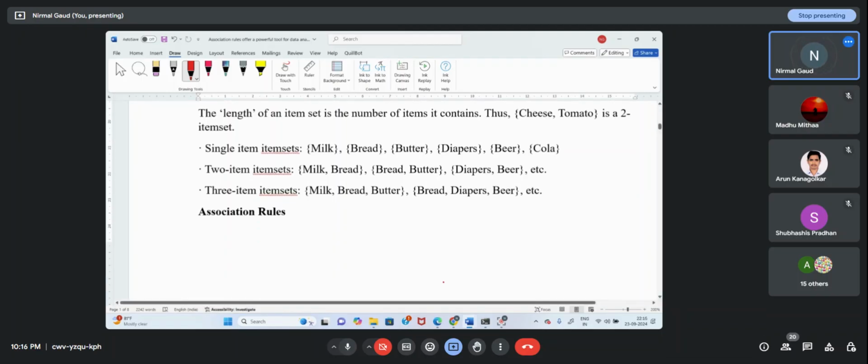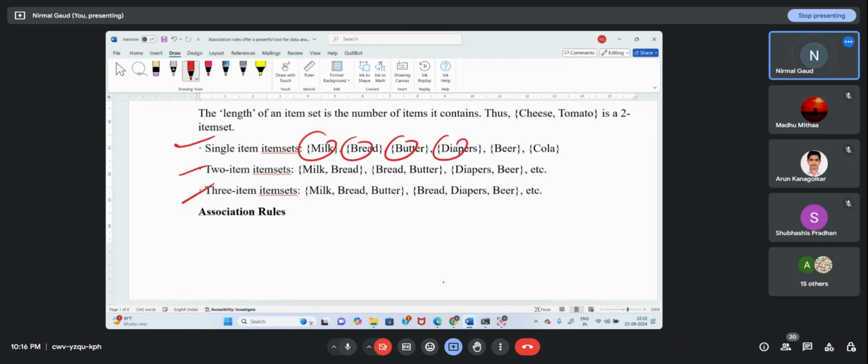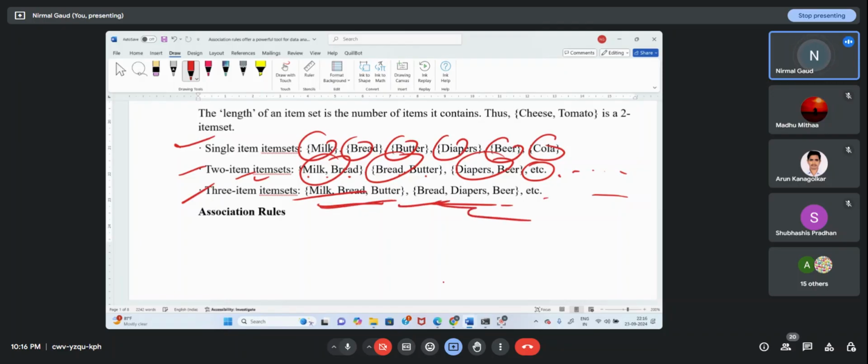Like we can make single, two, and three item sets. Single item set means just take the unique items. Two items, that means just take like this: bread, milk, bread, butter, diaper, beer, etc. I can make combinations of two. Then later on, I can make combinations of three also. So I can make the sets of items. Okay, that's what I can do. And then I can apply association rules over them.